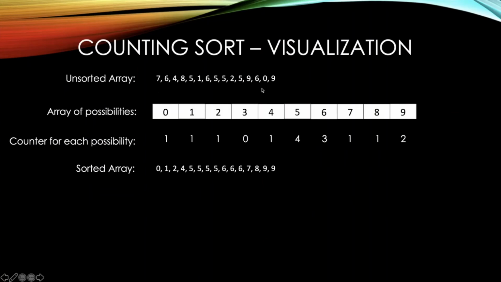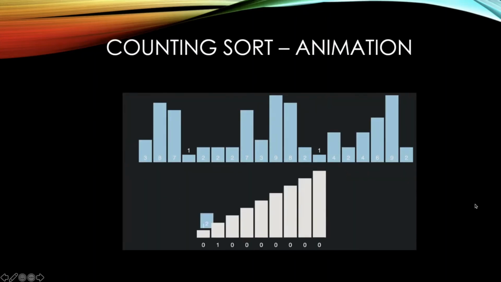We have an unsorted array and we know that every element will be between 0 and 9 inclusive. We make an array of possibilities of every number it could be, and we count each time every one shows up. First we would get a 7, so we increase this by 1. Then 6, increase this by 1. And carry on until we have a counter. Once we have a counter, we add 1 zero to the sorted array, 1 one to the sorted array, 1 two to the sorted array, 0 threes, 1 four, and so on until you have a sorted array.